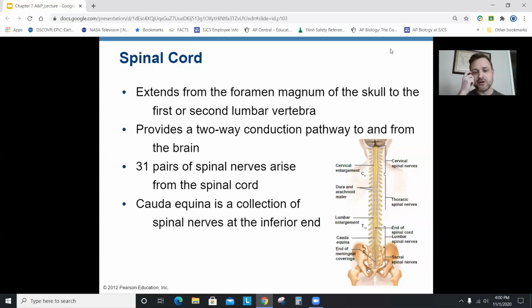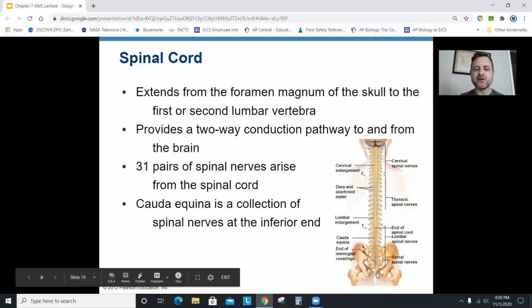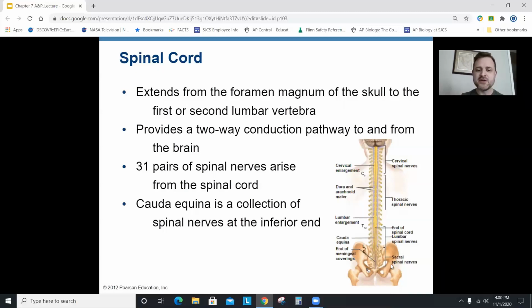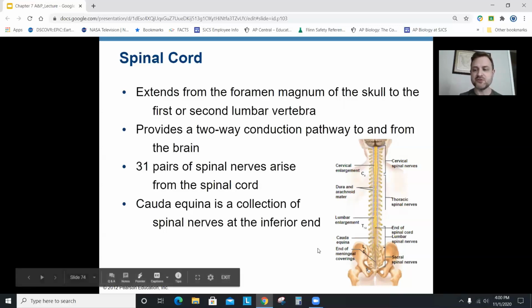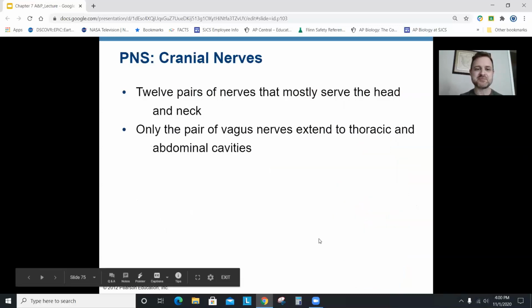The cauda equina, this region at the very base of your spine. The term cauda equina looks kind of like a horse's tail, because those are spinal nerves at the base of your spine. They're important because the spinal nerves stop originating from your spinal cord around the first or second lumbar vertebra, but some of them have to extend all the way down before they actually leave your spinal column, I should say.